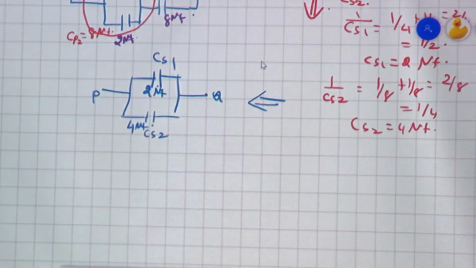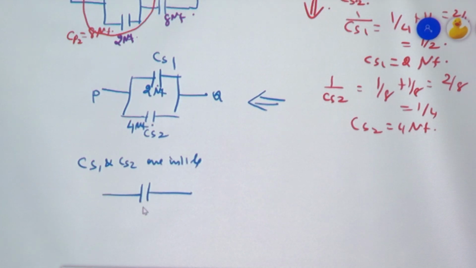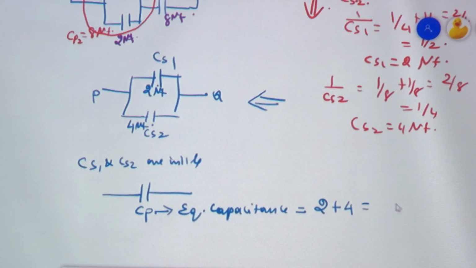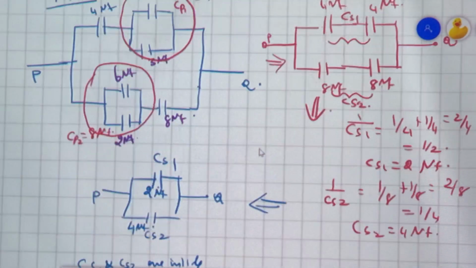You can simplify again. You can see that CS1 and CS2 are in parallel. So you will get a single capacitance, which let us write as CP. This CP is taken to be the equivalent capacitance of the combination. CS1 and CS2 are in parallel, so you have to add: 2 plus 4 is equal to 6 microfarad. The same concept: if it is asked in a 1 or 2 mark question, you can go like this, by simplifying with the help of the diagram alone.